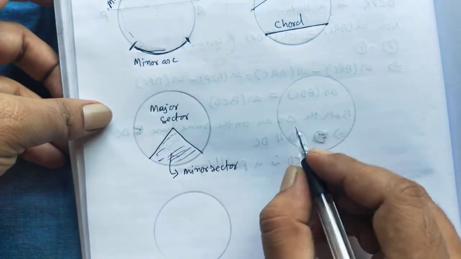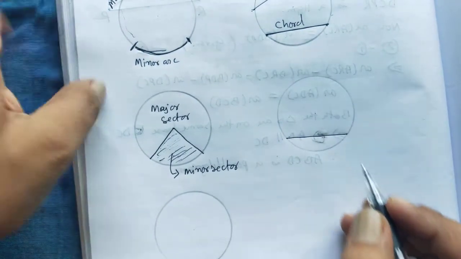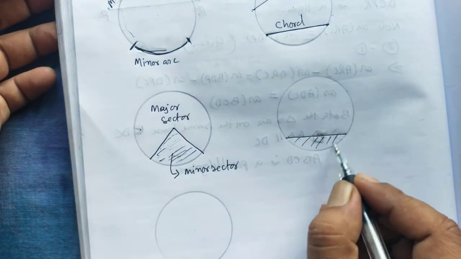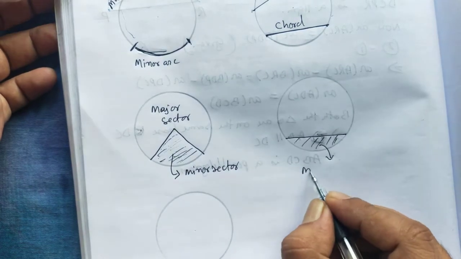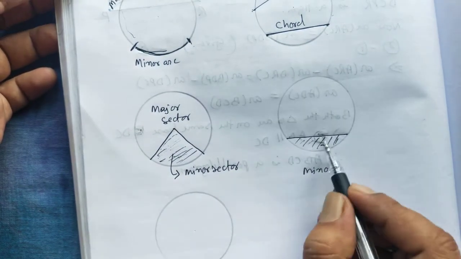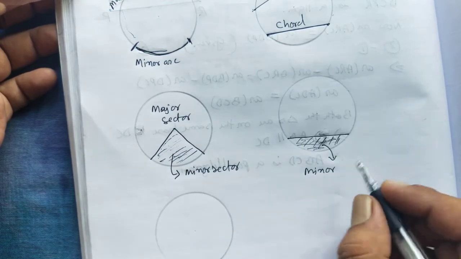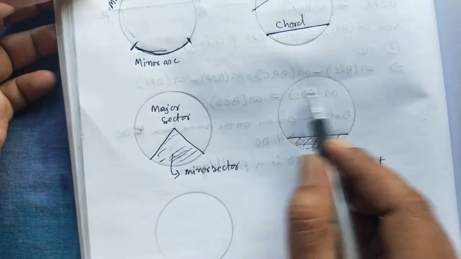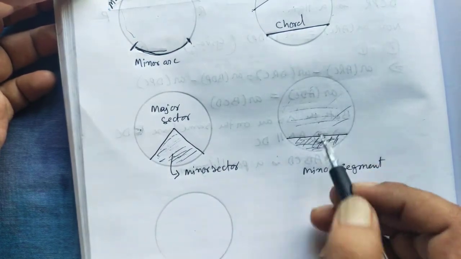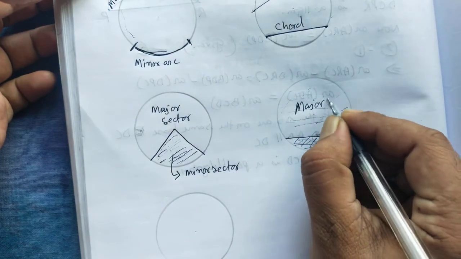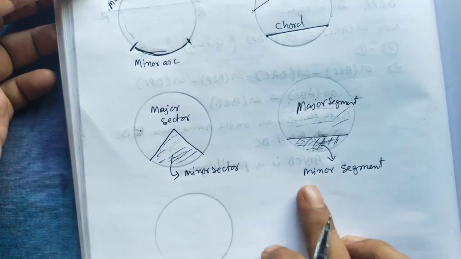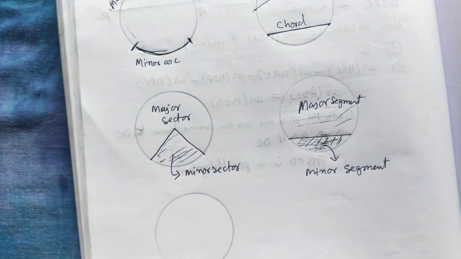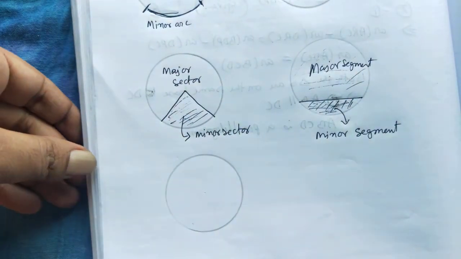Now segment. Suppose we make a chord. A chord also divides the circle into two parts. You can see that. That smaller part is called a segment. That smaller area space is called a minor segment. And the major portion of this space is called a major segment. Minor segment, major segment.